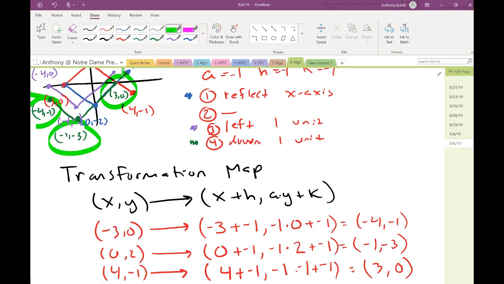So whether you want to do this graphing by drawing the intermediate transformations, or do it all in one shot using this formula, either way is fine. Okay? So this concluded the material from Chapter 1.